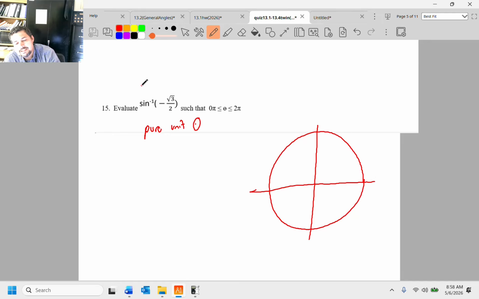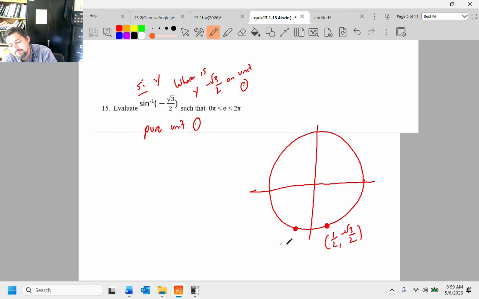All right, now sine is y. Where is y negative root 3 over 2 on the unit circle? There's a couple of places that happens, about right here and about right here. There we'd be 1/2, negative root 3 over 2, and back here we would be negative 1/2, negative root 3 over 2. So in degrees that happens at 300 and 240. Of course, I want radian answers, right?